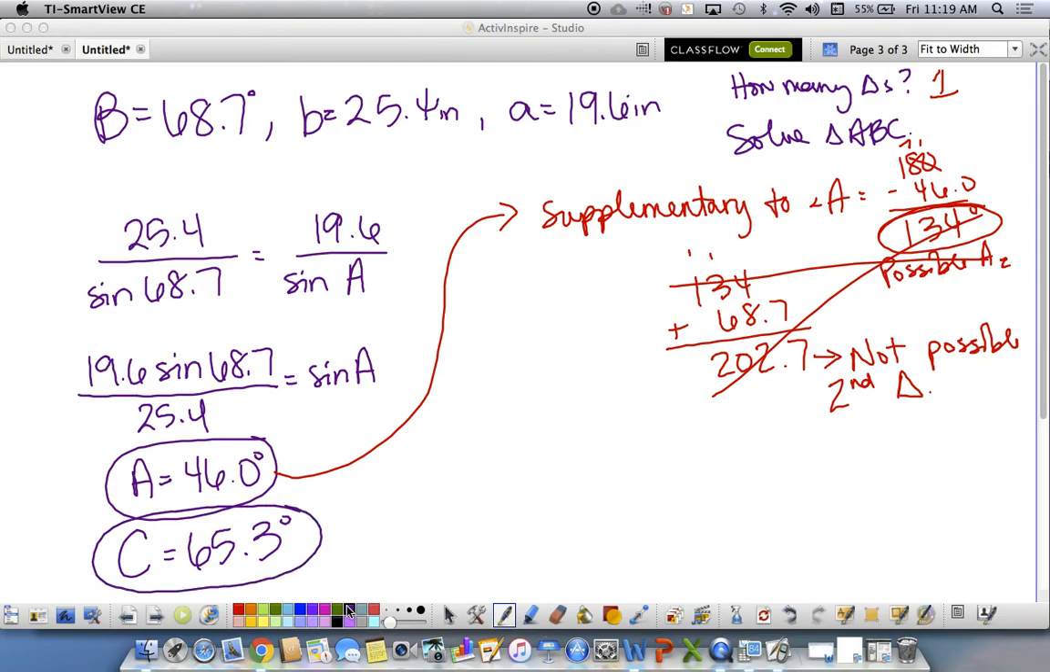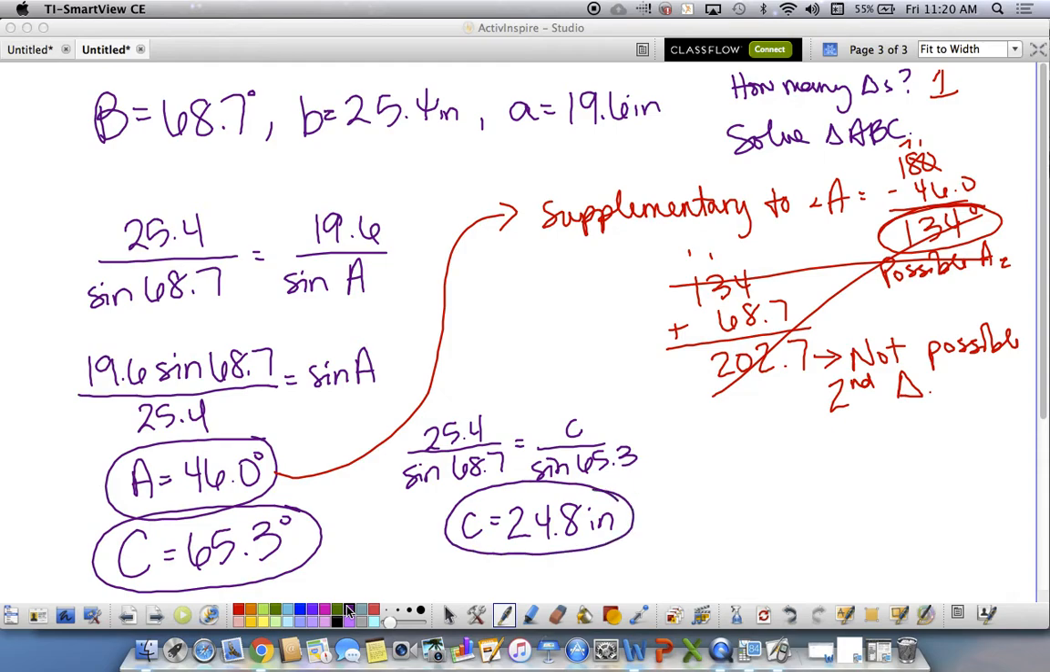Okay? Solving for the missing side, little c, we're going to use our law of sines, which is 25.4 over sine 68.7 equals c over sine 65.3. When you cross multiply and solve for little c, you should get 24.8 inches. Okay? We've solved it.